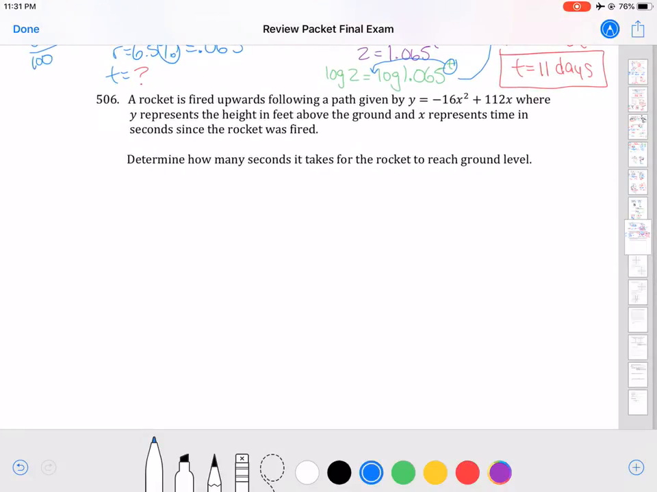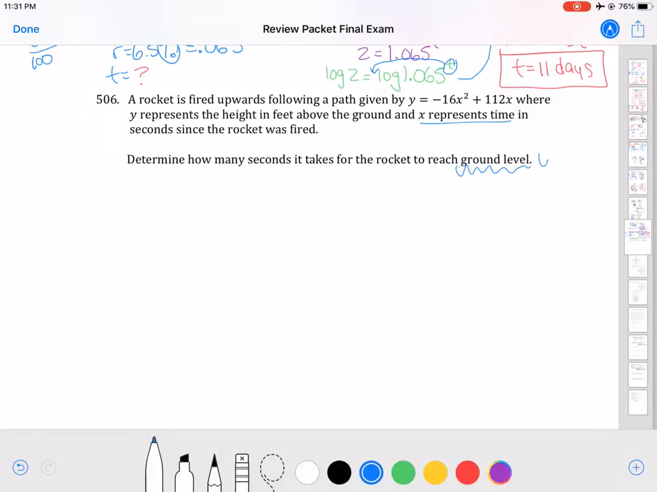All right, moving right along. 506. So it says a rocket is fired upwards following a path given by y equals negative 16x squared plus 112x, where y represents the height in feet above the ground and x represents time in seconds since the rocket was fired. Determine how many seconds, so we're solving for x because it said x represents time, it takes for the rocket to reach ground level.